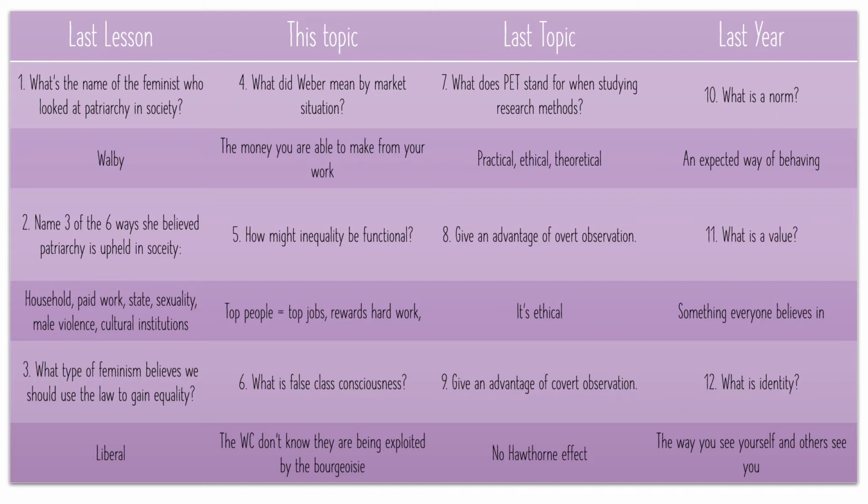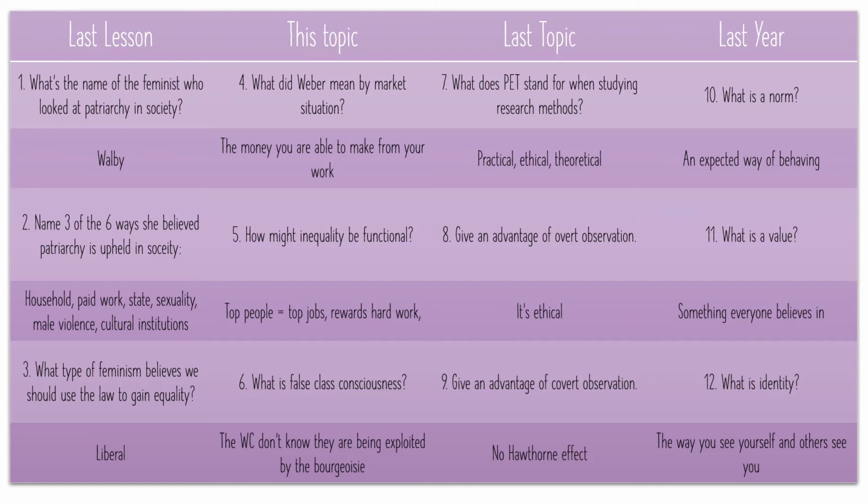Number 6, false class consciousness is a Marxist concept that the working class don't know they're being exploited by the bourgeoisie. Then, on research methods from the previous topic, what does PET stand for when studying research methods? That's practical, ethical, and theoretical. An advantage of overt observation is that it's ethical, so it's out in the open, and people know they're being observed. And an advantage of covert observation is that there is no Hawthorne effect. It might be incredibly unethical to observe people undercover, but you don't get people changing their behaviour because they're being watched.